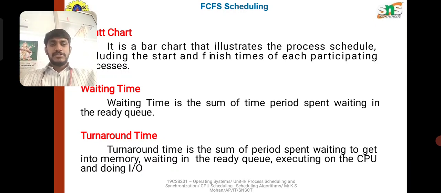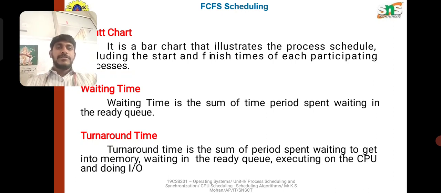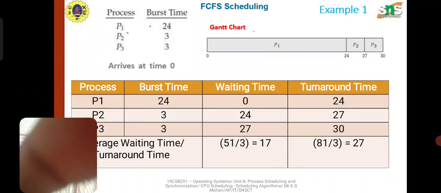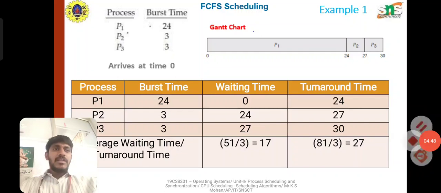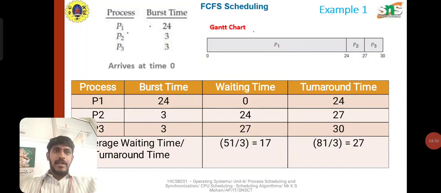Then we have the turnaround time. Turnaround time is the sum of the periods spent waiting to get into memory, waiting in the ready queue, executing on the CPU and doing input output. So that is the turnaround time. Next is the FCFS process example. Let's start with FCFS scheduling. In the example, consider P1, P2, P3 with burst times of 24, 3 and 3.